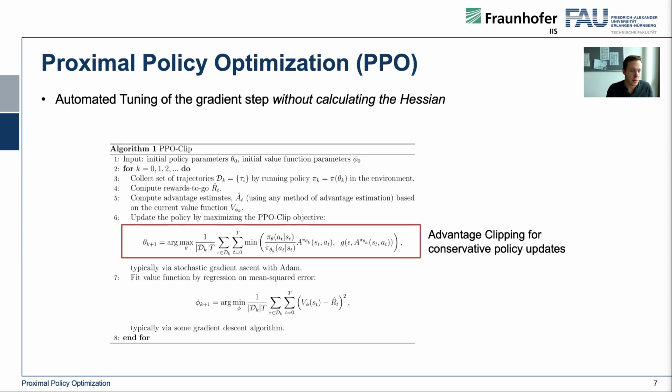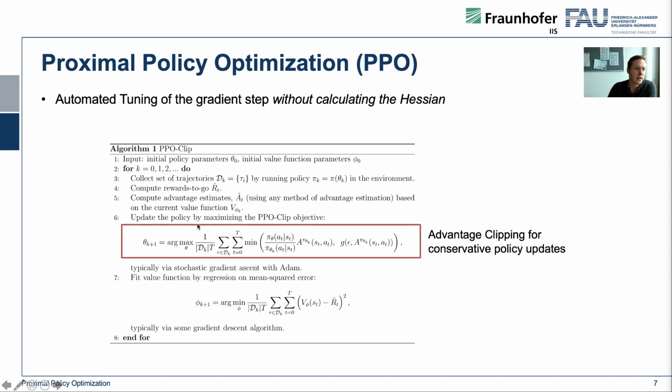If you implement such a clipping operator within a vanilla policy gradient algorithm, you can come up with something like this. It is what you have seen from other policy gradient algorithms as well. You collect a set of trajectories, you compute rewards to go and estimate advantage estimates and fit your value function. You compute the advantage estimate using your current value function. The new value function will be fitted in here.